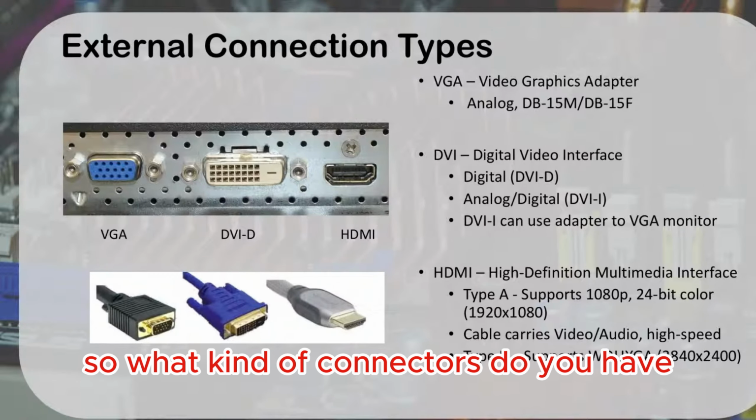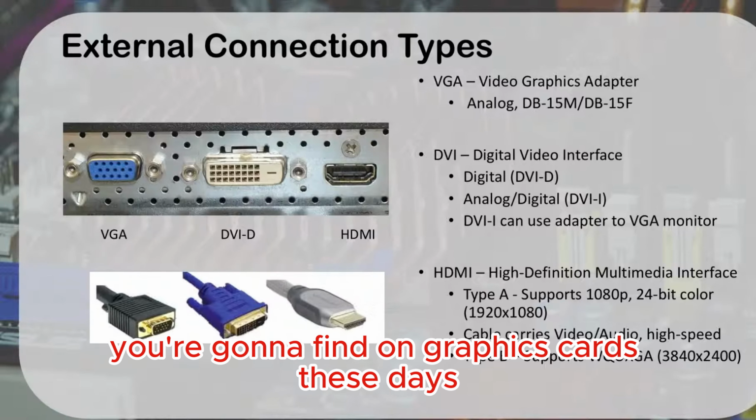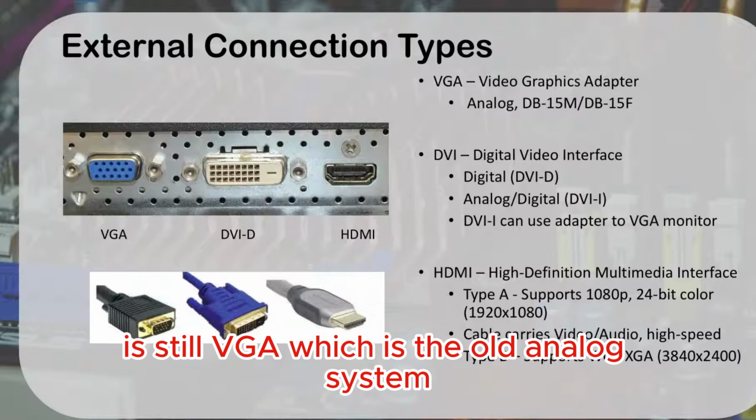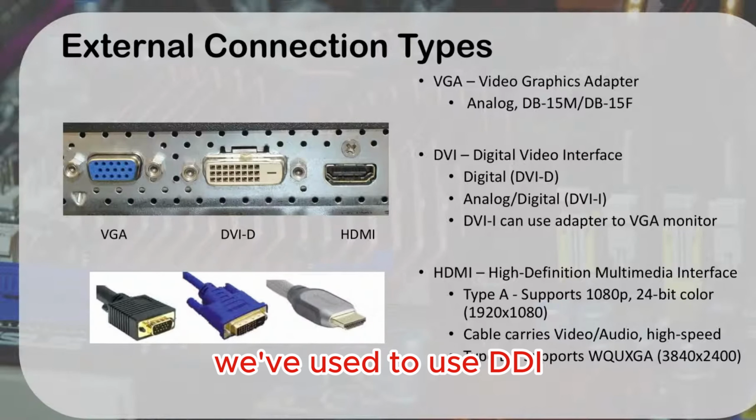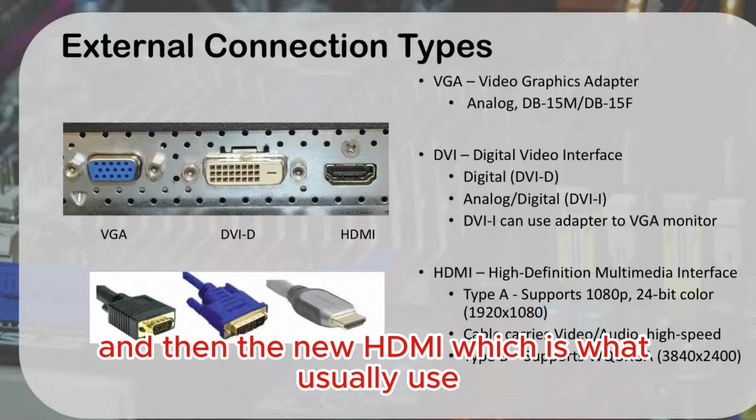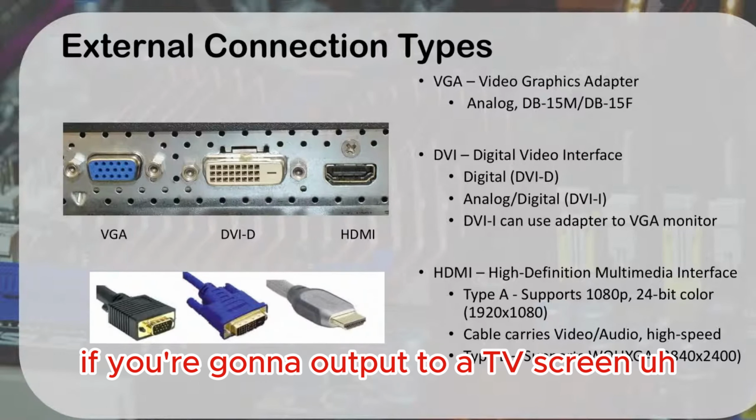So what kind of connectors do you have? The three most common you're going to find on graphics cards these days are still VGA, which is the old analog system we used to use, DVI-D, which was the first digital format, and then the new HDMI, which is what we usually use if we're going to output to a TV screen.